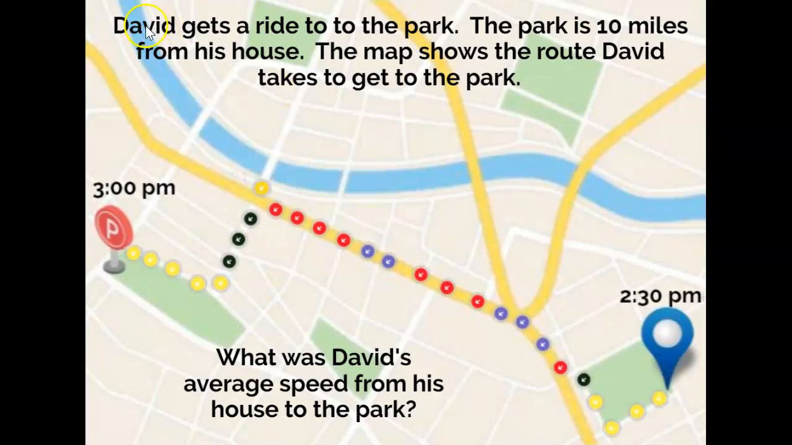The problem is this: David gets a ride to the park. The park is 10 miles from his house. The map shows the route David takes to get to the park, and the question is, what was David's average speed from his house to the park?